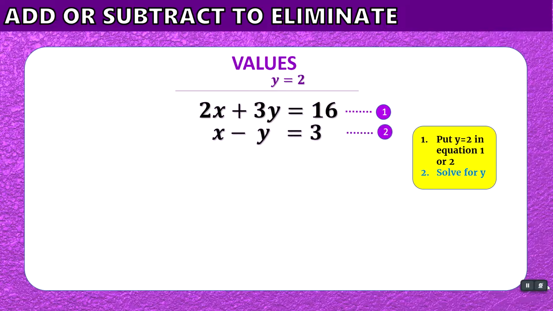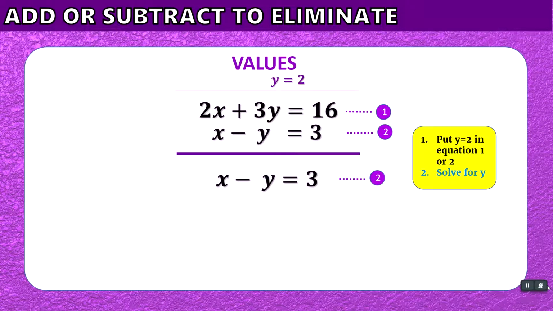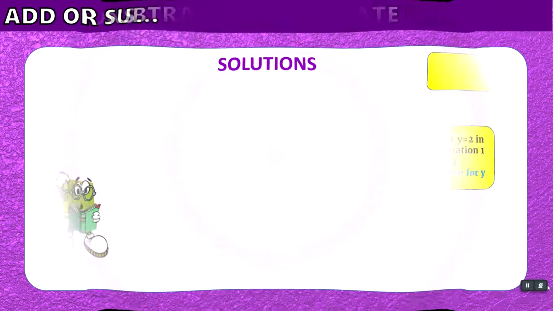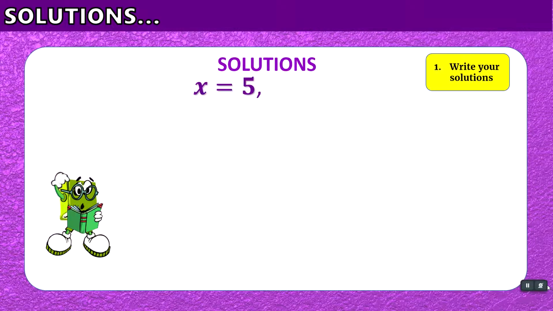So here's equation 1 and 2. Again, let's use equation 2 because it's simple. And we replace y with 2 in this equation. I don't know what x is yet, so I'll write it again. x minus 2 equals 3. In order to leave x by itself on the left, we have to add 2 to both sides. When we do this, we're left with x on the left is equal to 5. And so now we know x is 5 and y is 2, and we write our solutions. x is equal to 5, y is equal to 2.